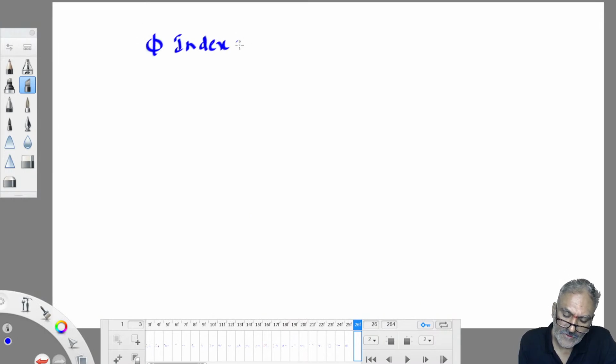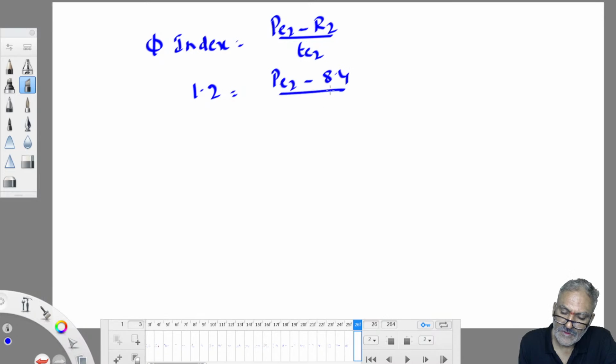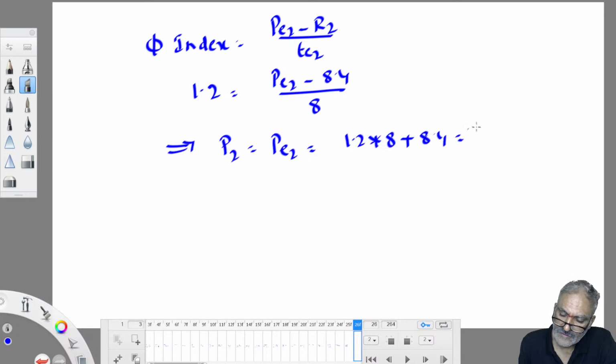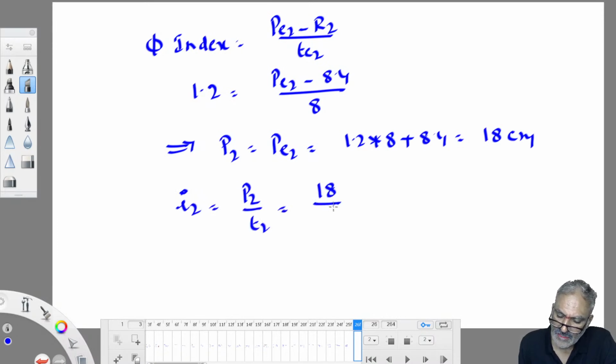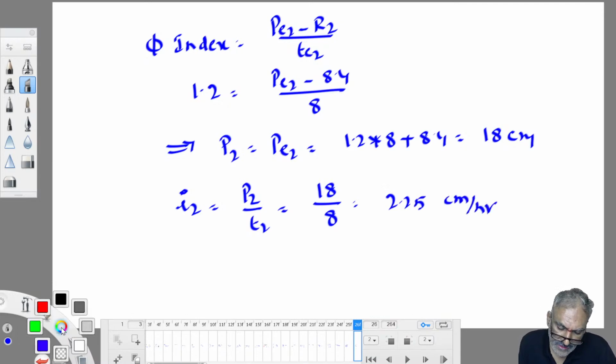The same pi index can be used, which is also equal to (P2 minus R2) by T2. So 1.2 is equal to (P2 minus R2) by T2, where P2 is not known, R2 is given as 8.4, duration is 8 hours. From this you can find out P2. It is 1.2 into 8 plus 8.4. So it is 18 centimeter. Therefore, I2 is equal to P2 by T2, so it is 18 by 8 hours. 18 by 8, how much is it? You can work out the 18 by 8 value. It is 2.25 centimeter per hour. That was the answer for the second question.